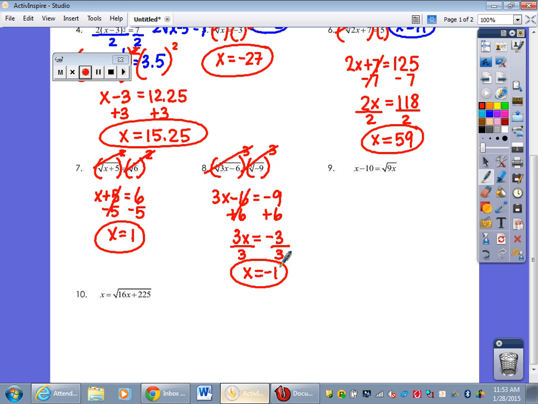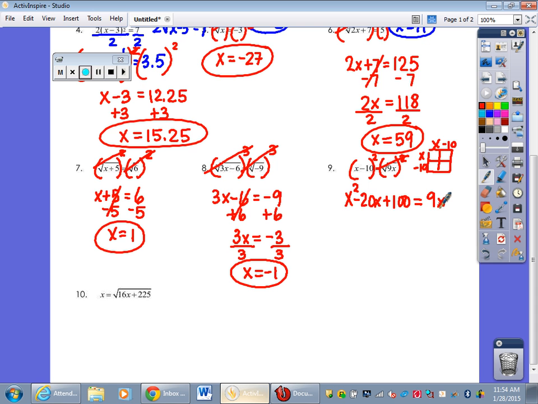All right, number 9. We have to square to get rid of the radical, which means we have to square on the left as well. Now, squaring a binomial, remember, I'm just going to give you a clue. This is going to be x minus 10 times x minus 10. You should be able to do this without doing the box. So it should become x squared minus 20x plus 100: negative 10 and negative 10 is negative 20, negative 10 times negative 10 is 100, equals, this square root's going to cancel, 9x.